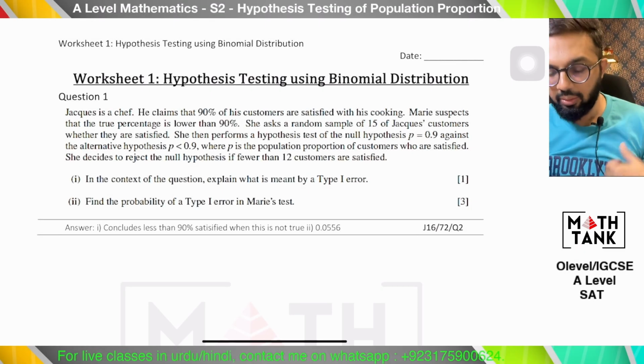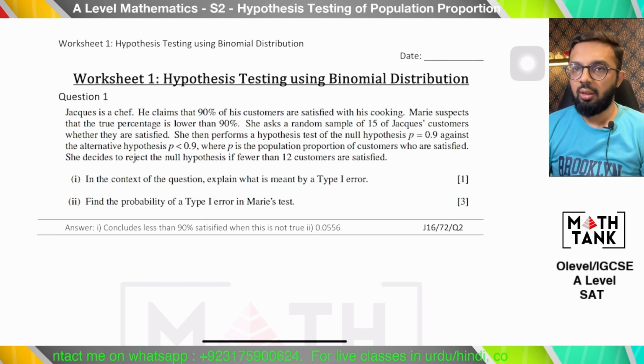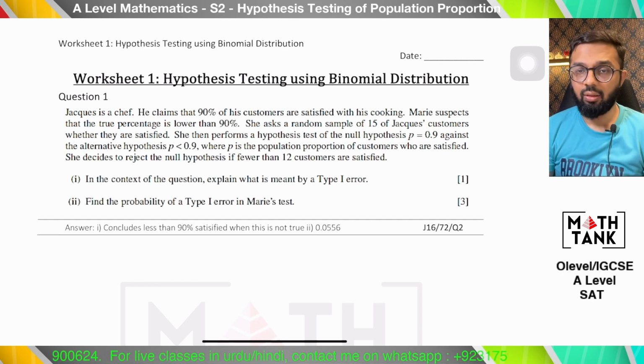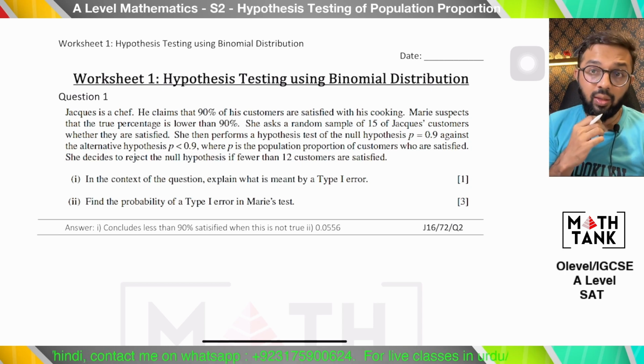Okay, welcome to another marathon. This time I have questions from hypothesis testing of the population proportion using the binomial distribution. Let's start looking at the questions.